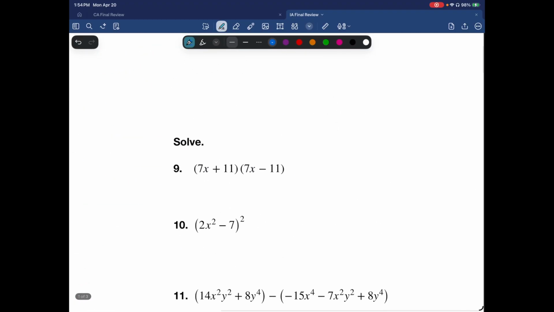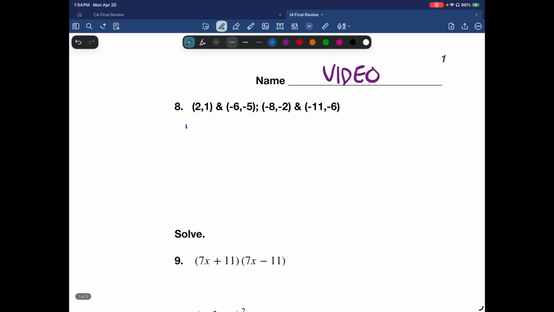All right, one more of this type. So number 8, we got first slope is negative 5 minus 1 over negative 6 minus 2. That's going to give me negative 6 on top, negative 8 on the bottom, which is going to reduce to a positive 3/4.